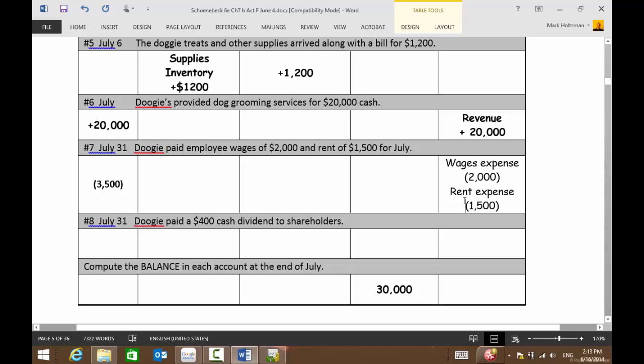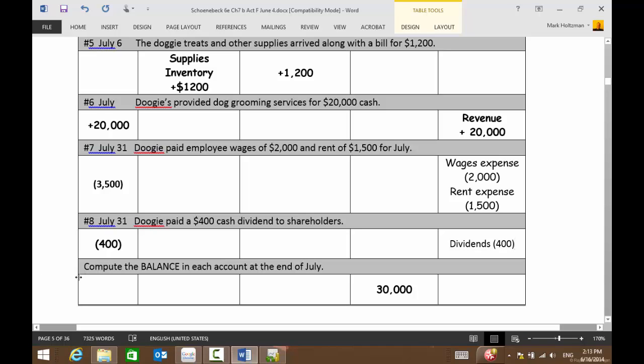Doogie paid a $400 cash dividend to shareholders. What happened to cash? I'm paying cash, so cash goes down. And what other account is going to be affected here? What other column, I should say? Retained earnings for the dividend. So I have dividends of $400 going down.